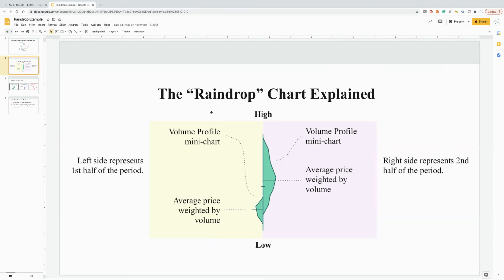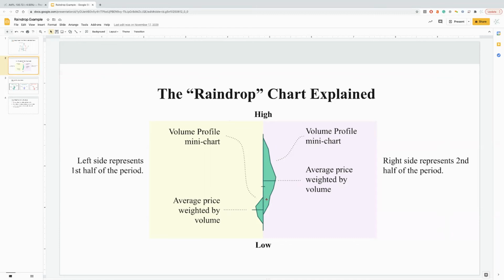And the raindrop is a mix of a typical price bar looking setup. So generally with a price bar, your left bar is your open, your right bar is your close. For the raindrop, your left bar is the volume weighted average price for the first half of the day or the first half of the time frame you're looking at. And then the right bar is the second half. And you can see here that the right bar is higher than the left bar, so it's green. Just like if you had your close higher than your open, it's going to be green as well.